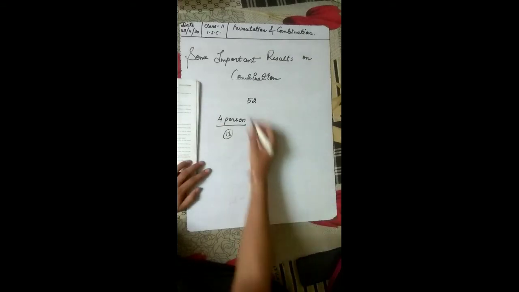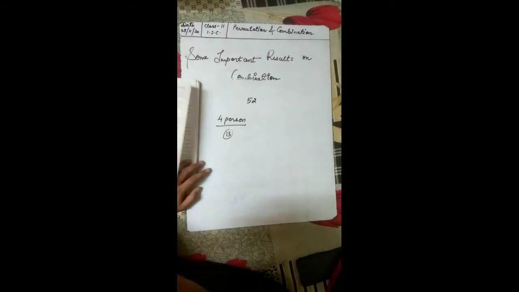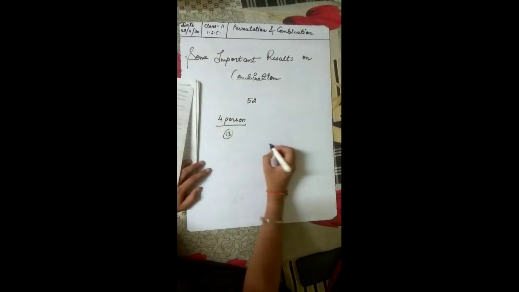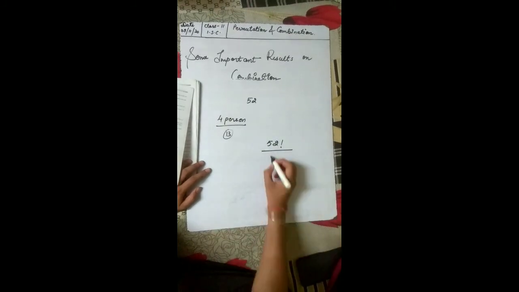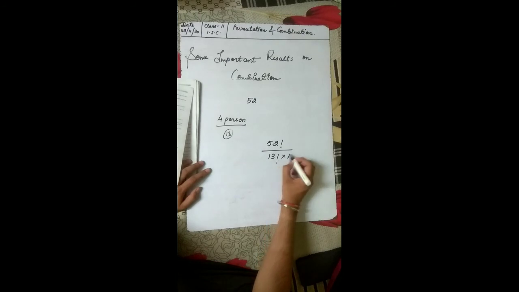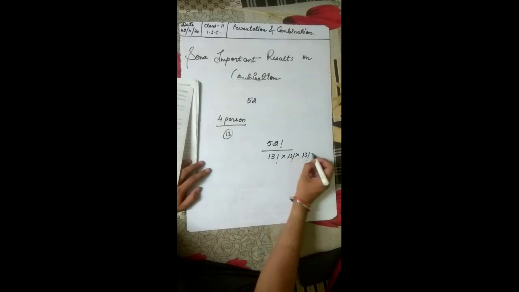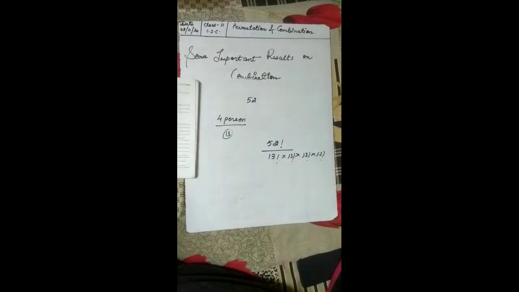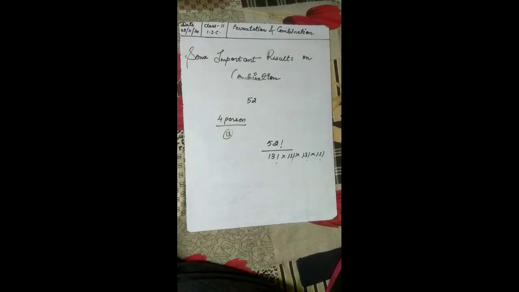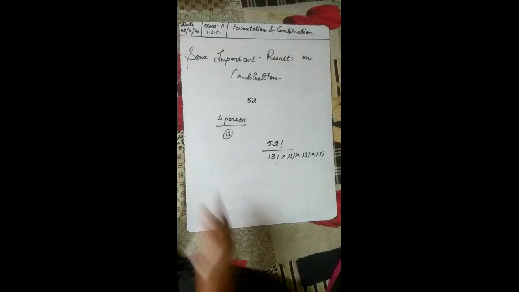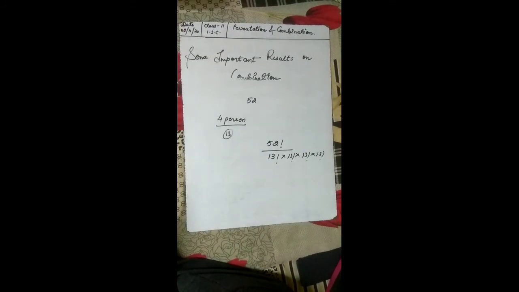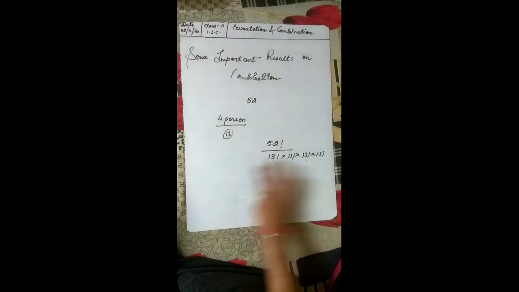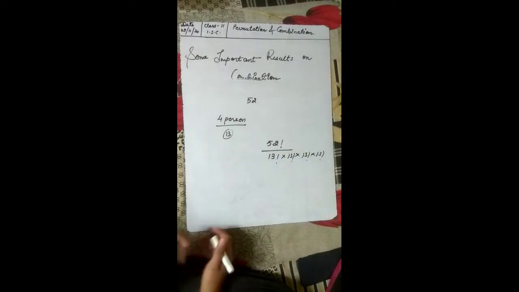So by the direct formula, that is total 52 factorial upon 13 factorial into 13 factorial into 13 factorial into 13 factorial. Like this we will do it, because there are 52 cards in total, divided by 13 factorial four times, as 4 people are there. So this formula we will be using.